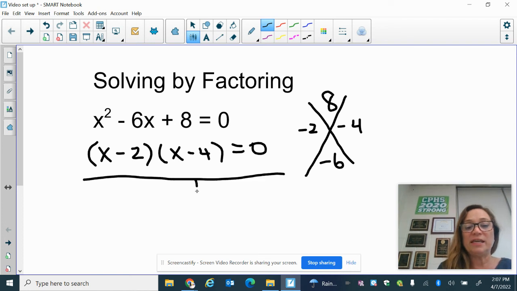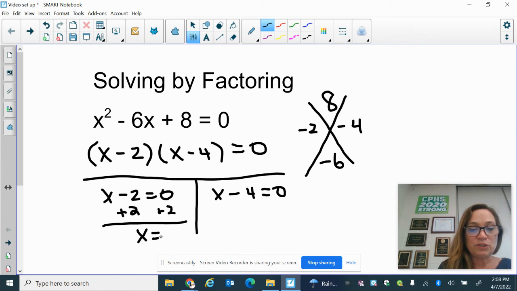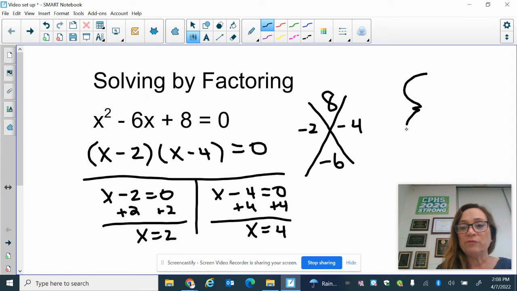Then I take each factor and set each factor equal to 0. And now I'm just going to solve this resulting one-step equation. So the opposite of subtracting is adding. So I get x equals 2. The opposite of subtracting is adding. So I get x equals 4. Therefore, my roots, solutions, zeros, whatever you feel like calling them, are 2 and 4.